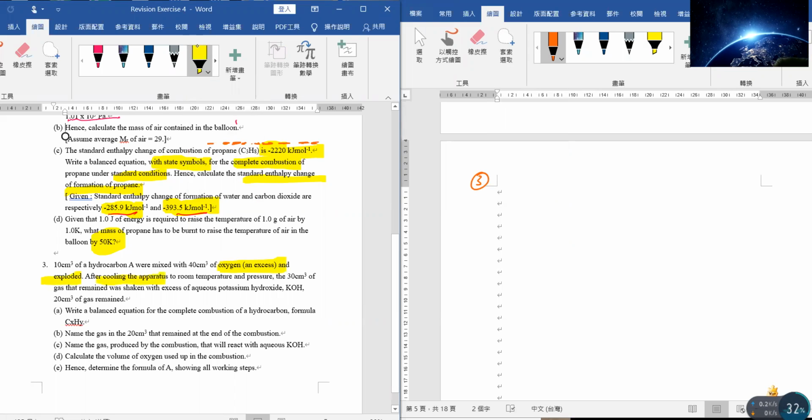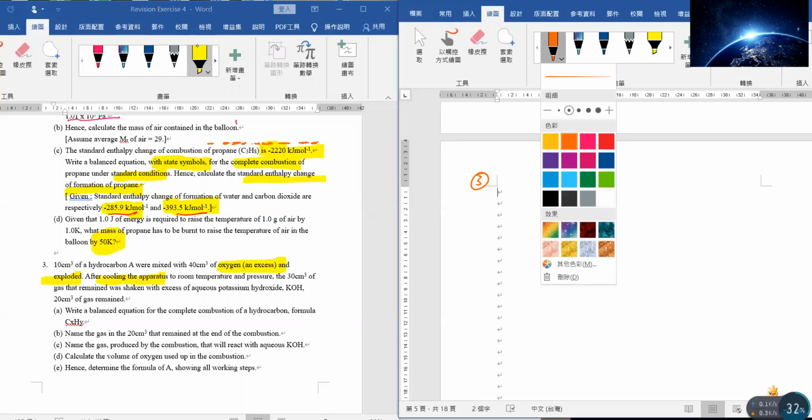After cooling the apparatus, now cooling is also very important because if you think about when a hydrocarbon is burned, what kind of products will be formed? Carbon dioxide and water, right? Since the temperature is very high at the very first place, the water is actually coming out as steam. But after cooling the apparatus, the steam will be condensed to water droplets, okay? So when you consider the calculation of the gases, you don't have to include the steam because it's already condensed to water, okay? Now, let's go through this together.